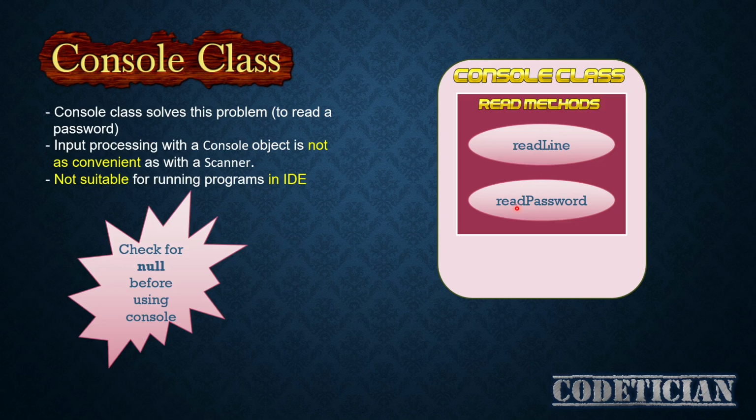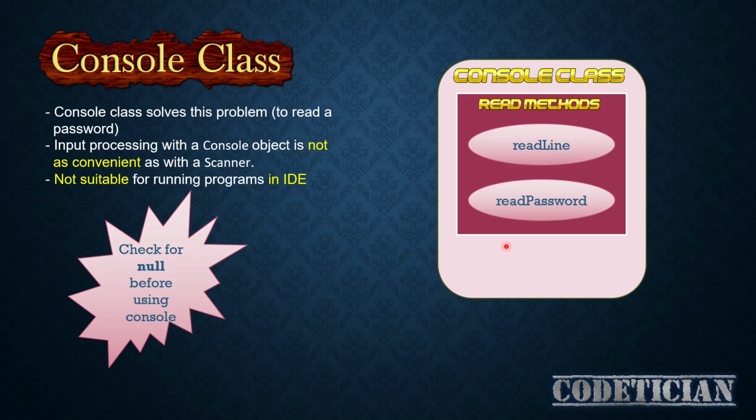What was the problem? That when we put a password or a text using the scanner class method, it shows as plain text. So readPassword solves this problem. When you use this readPassword method, the text that you're typing is not echoed or printed. So this solves the problem.